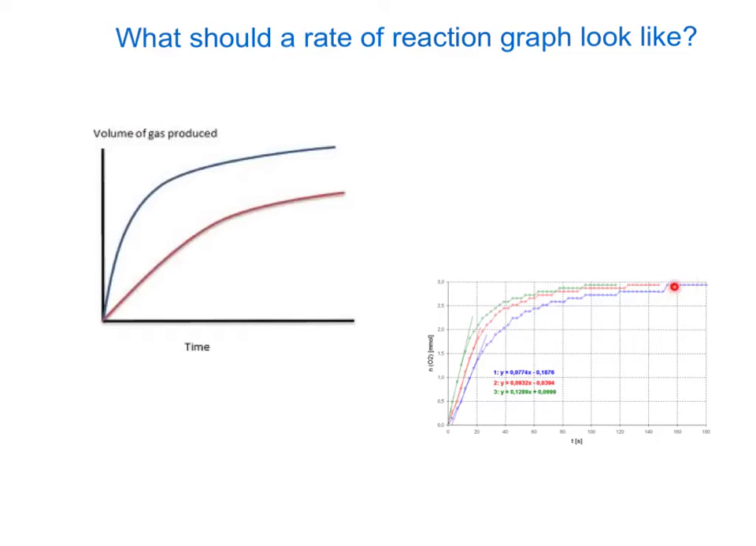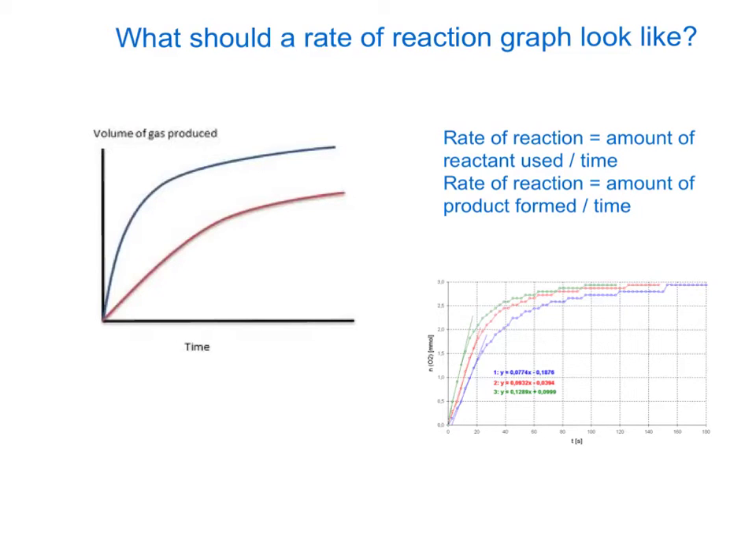because at the end of the day, once you use up all your reactants, the volume of gas produced will be always the same. It's just that some reactions will get there more quickly, will get to the maximum more quickly than others. So remembering that the rate of reaction is equal to the amount of reactant used over time, or the amount of product formed over time.